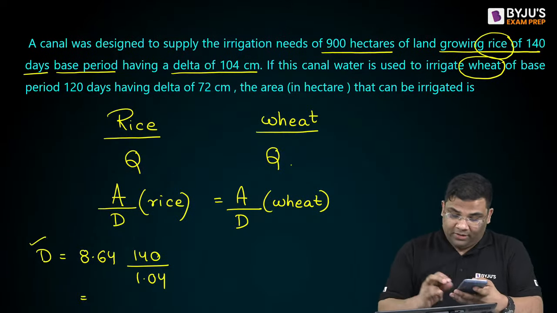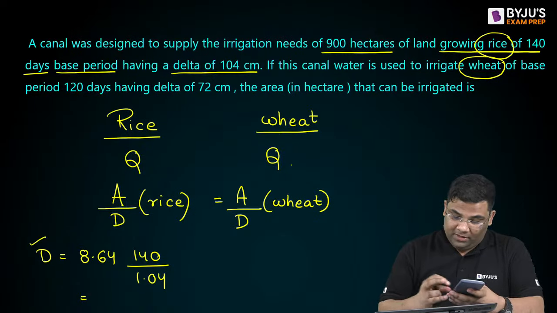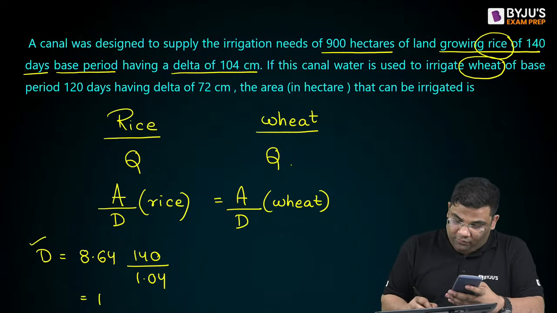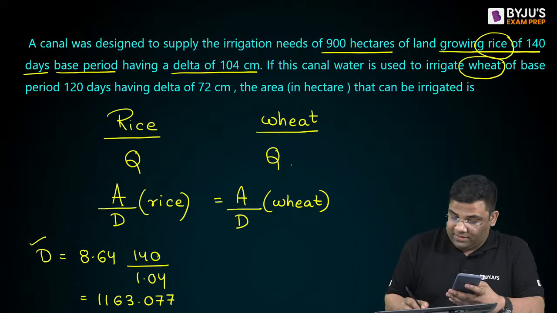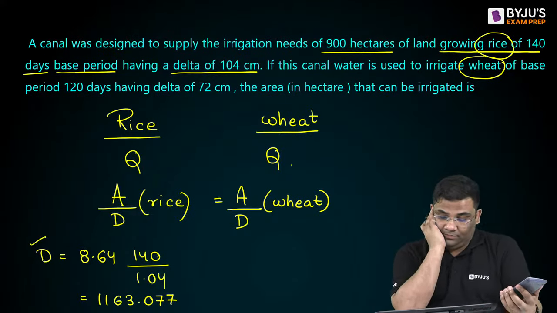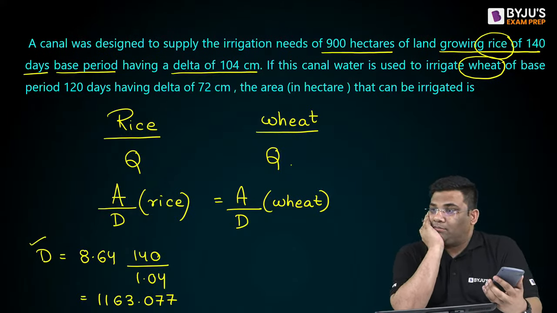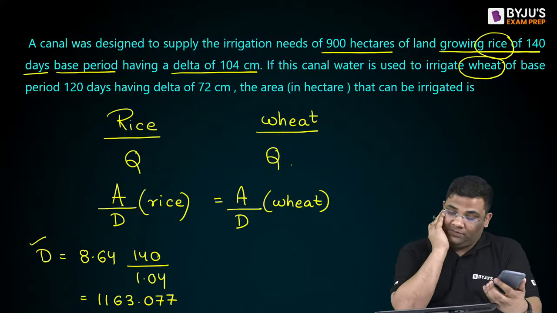Now tell me, what is the duty you are getting for rice? 8.64 into 140 divided by 1.04. So I am getting a duty of 1163.077. Yes, are you getting this? Duty, yes, for the rice.